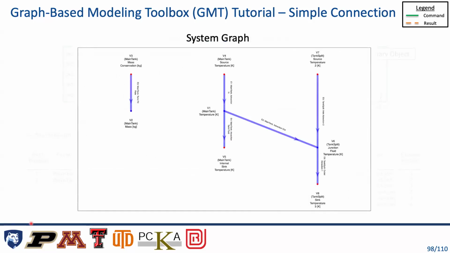Then we can plot this graph. So this is the system graph of this model. On the right, this is the energy system graph, and this is our tank mass state graph.